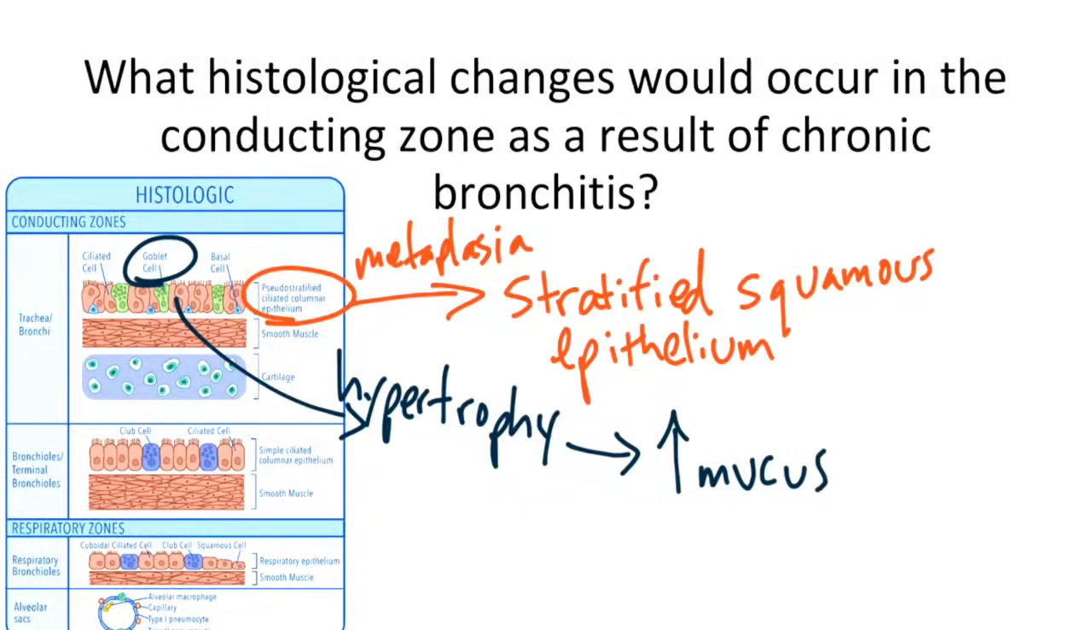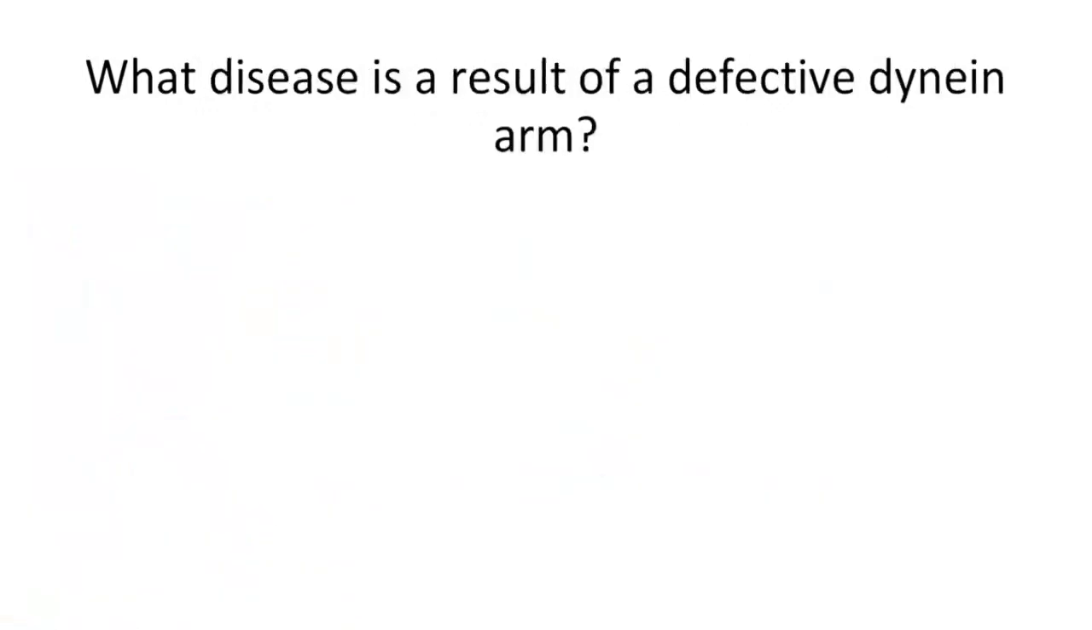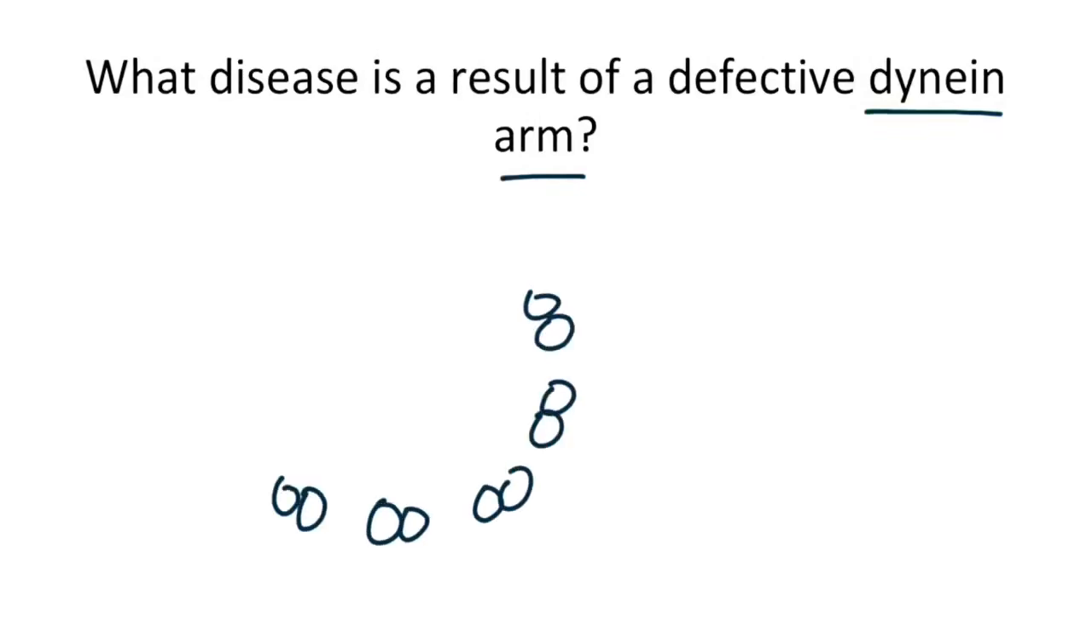Okay, let's do another question. What disease is a result of a defective dynein arm? In order to understand this question, we need to recall the normal structure of cilia. Recall that cilia are composed of 9 pairs of microtubules. So let me draw out a cross-section of the cilia. So here we have 9 pairs of microtubules.